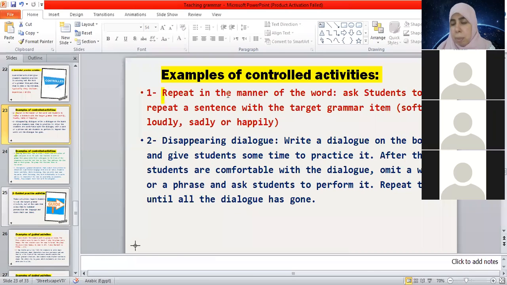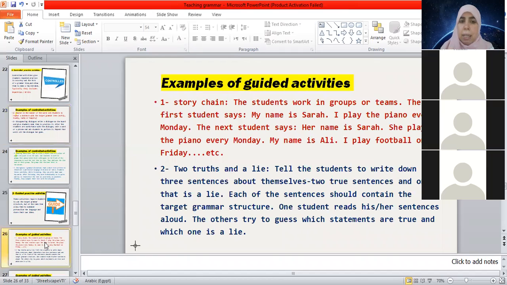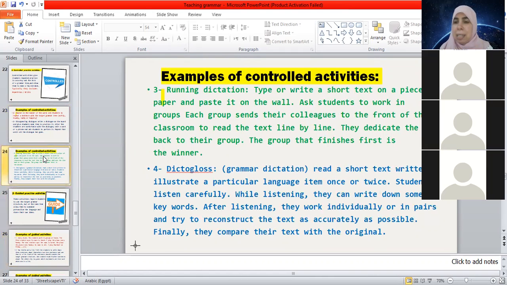And here, repeat in the manner of the word: the sentences students repeat should have the target grammar structure. Yes, exactly. And in running dictation and dictogloss, the text has the grammar item I'm practicing with my students. Okay, so this is for the first type of activities, controlled activities.